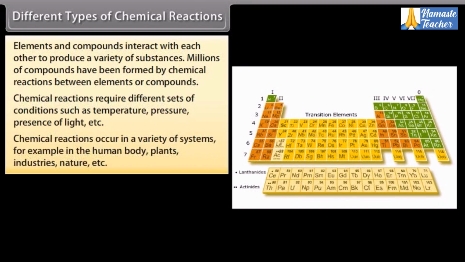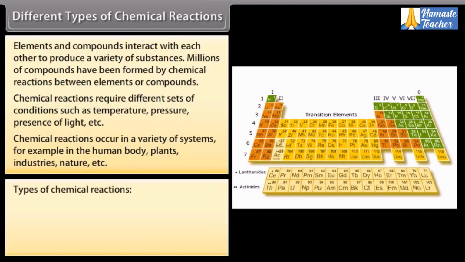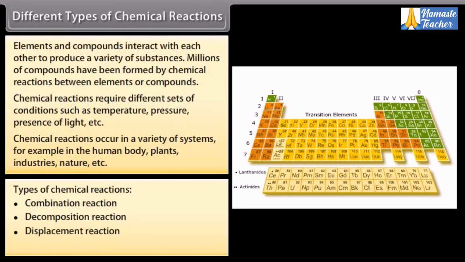Chemical reactions occur in a variety of systems. For example, in the human body, plants, industries, nature, etc. Types of chemical reactions: combination reaction, decomposition reaction, displacement reactions, double displacement reactions.